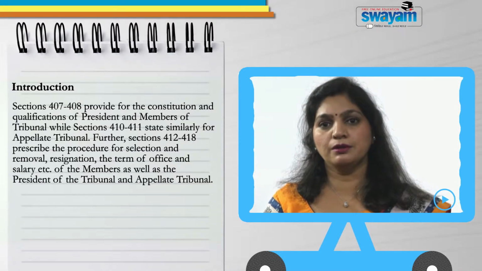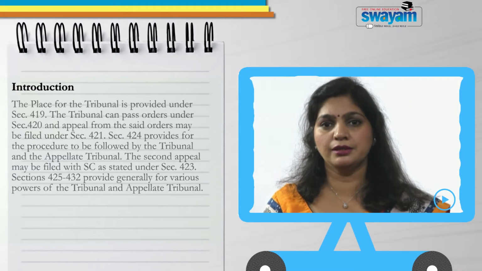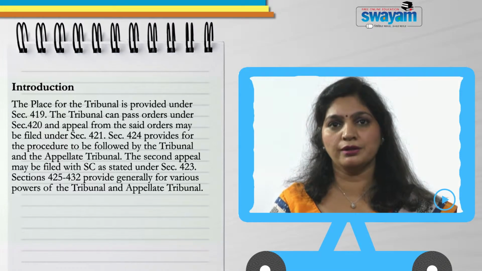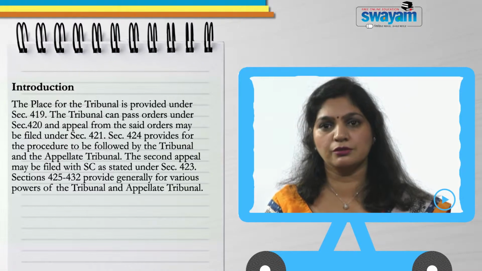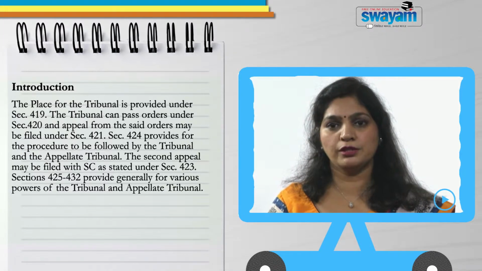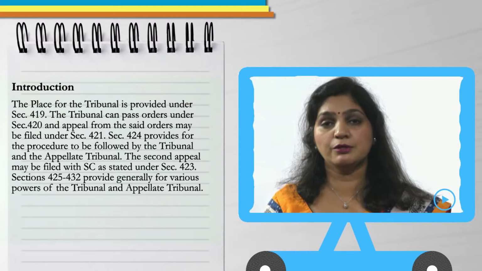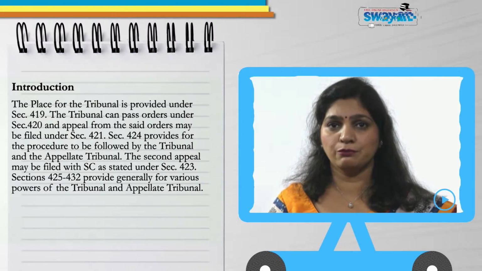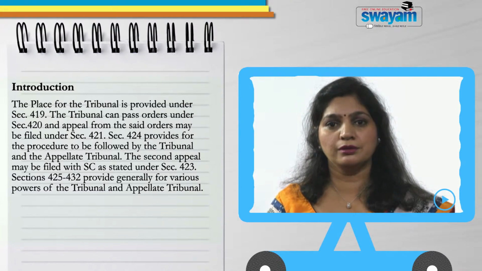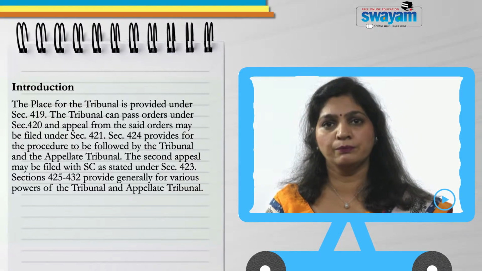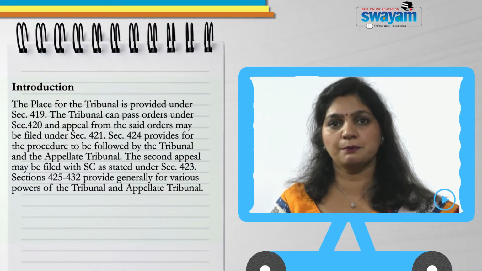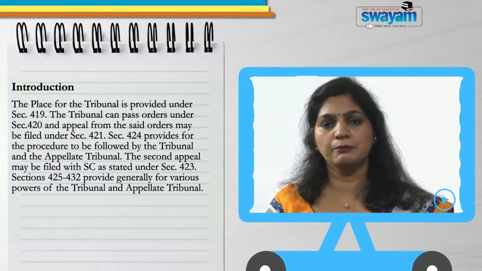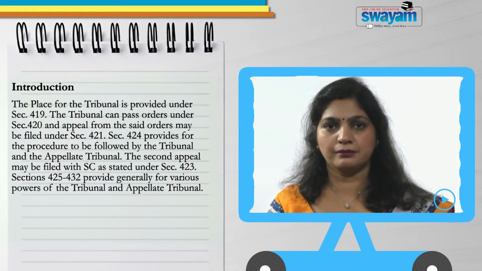The place for the tribunal is provided under section 419, and further we'll talk about section 420, which talks about the orders of the tribunal. Then section 424 that provides for the procedure which should be followed by the tribunal and the appellate tribunal. The second appeal which may be filed with Supreme Court, section 423, we are going to talk about, and then we'll discuss sections 425 to 432 that provide generally for various powers of the tribunal and appellate tribunals.